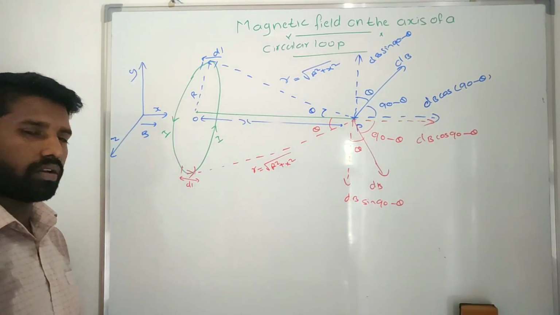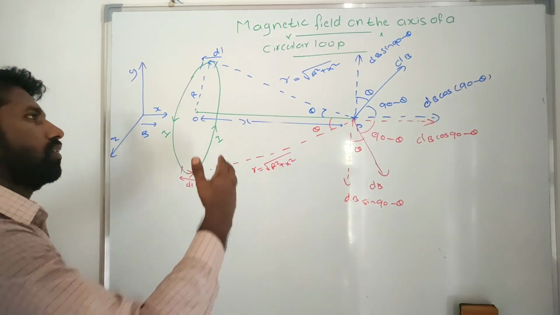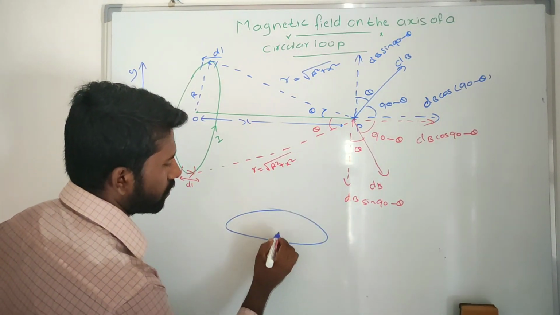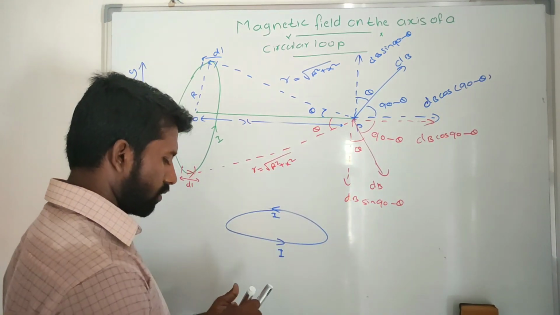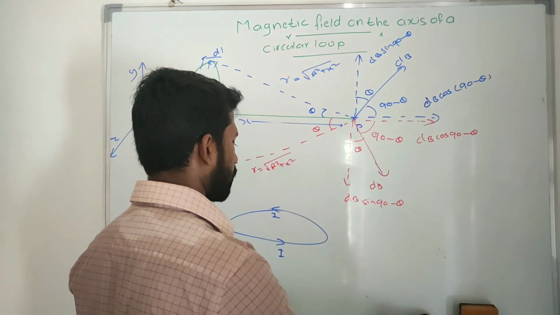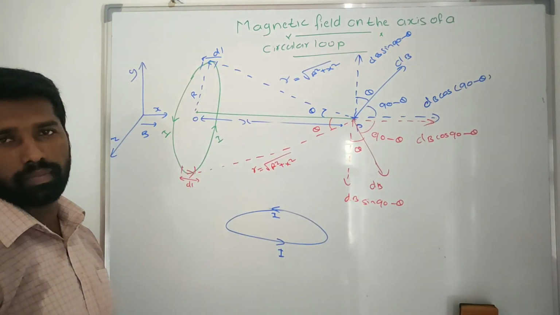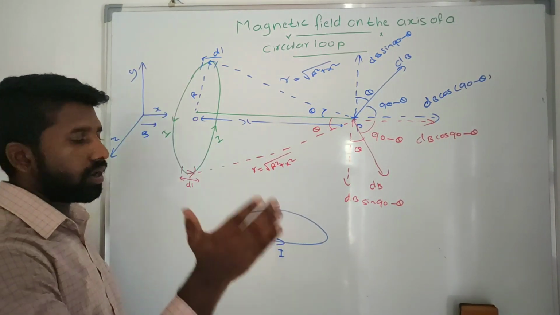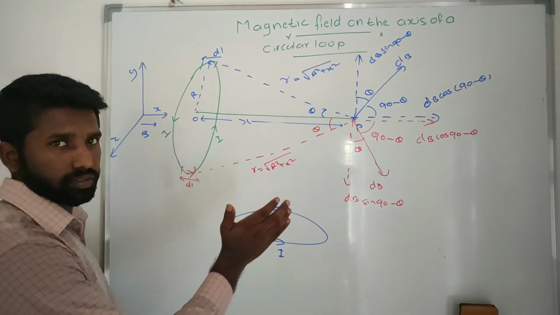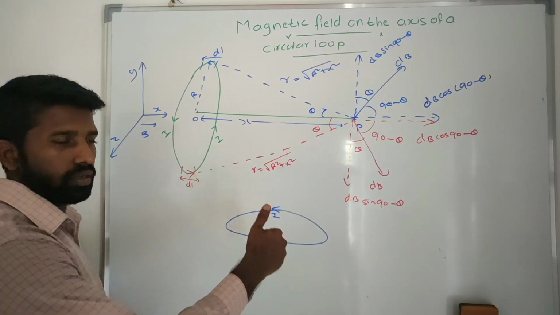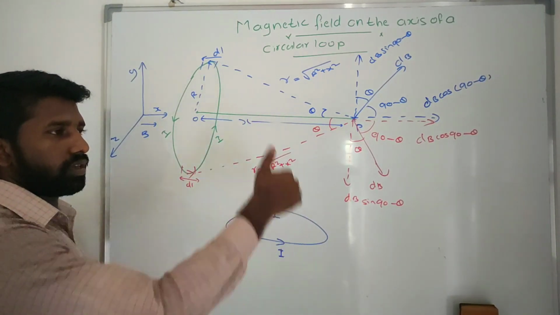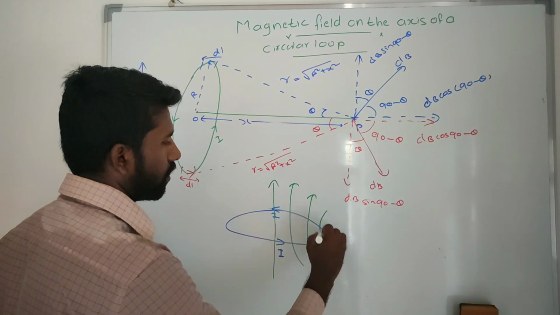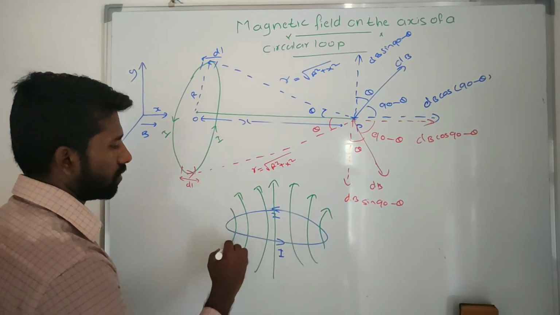Next, how will we find the direction of the magnetic field produced by a current carrying loop? That can be found out by using the right hand thumb rule. This is the circular loop, and the current is going like this. Curl your right hand palm in the direction of current, and the thumb gives the magnetic field direction. So you will get the upward direction. This is the magnetic field direction, like this, and like this.